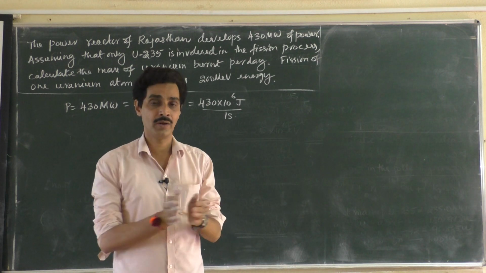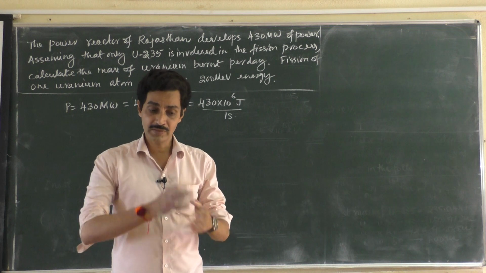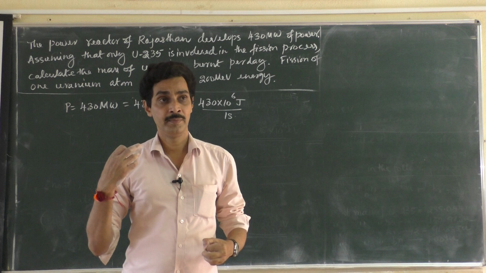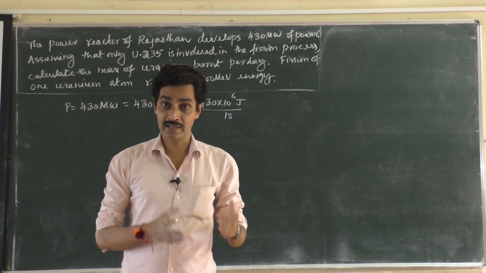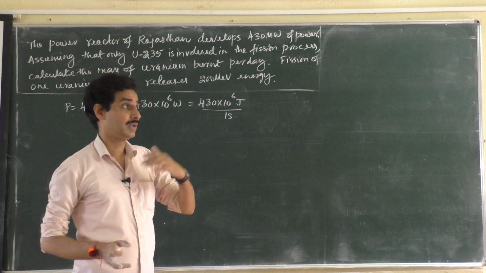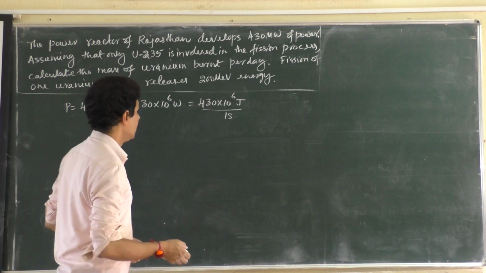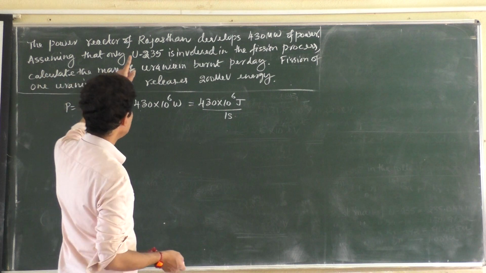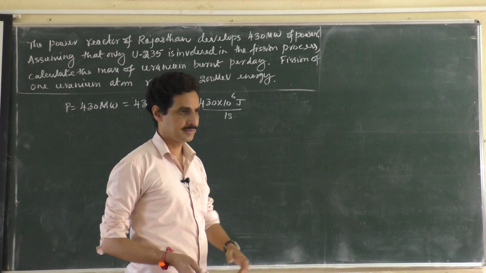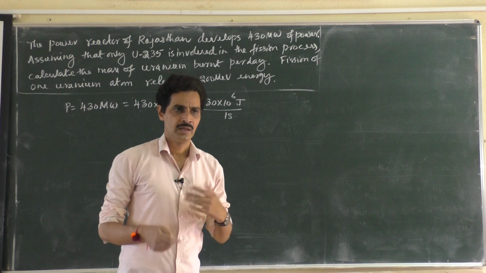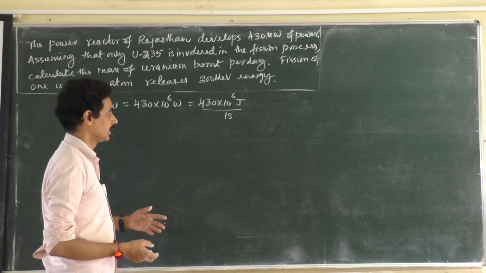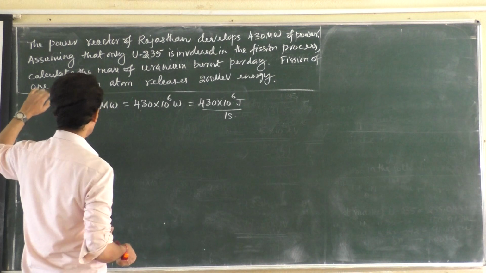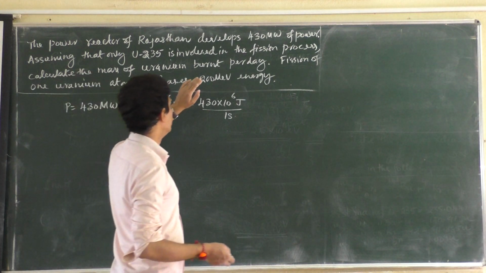So that means to produce this much energy every second, you need so much amount of uranium or whatever the raw material, because so much mass should be burnt, or made to undergo fission every second. Every second so much mass should be lost in the form of fission energy. Now the question is, assuming that only uranium-235 is involved in the process, because we don't have any mixture or impurities, only uranium-235 is undergoing fission and that gives so much energy. Assuming so, calculate the mass of uranium burnt per day.